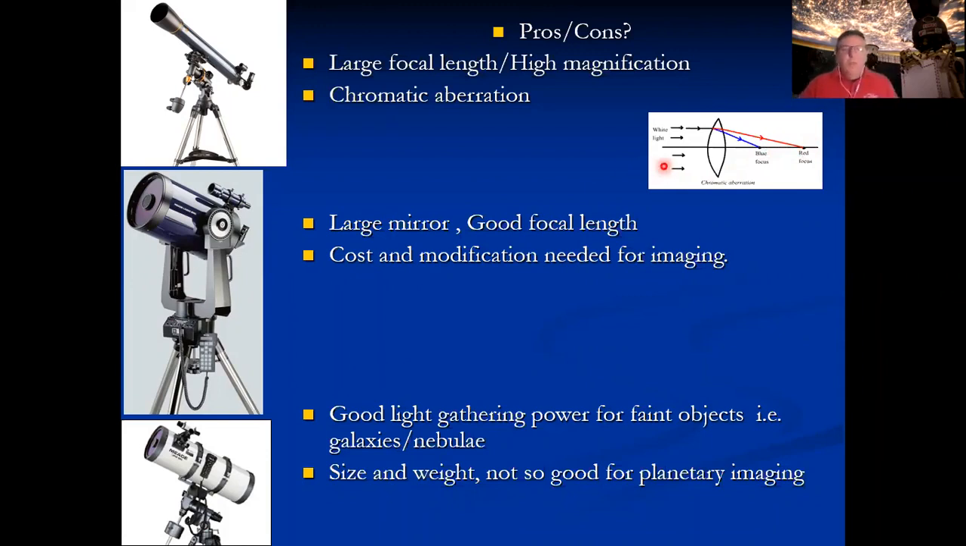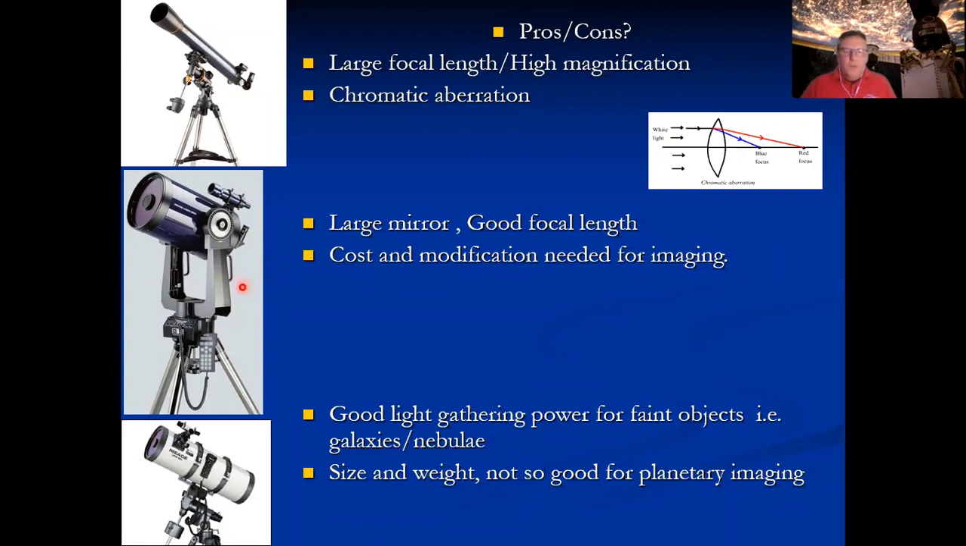Then we have the Cassegrains here. These are really, really good. As I say, you get a large focal length because the light is bouncing up and down twice. So these work on a mirror. Basically, a mirror at the bottom here, light reflects back up to a mirror at the top, and then back down to your eyepiece at the bottom. So that's how you get your long focal length with such a short tube. Pros with these: large mirror, good focal length. The cons, basically the cost, and they have to be modified for imaging.